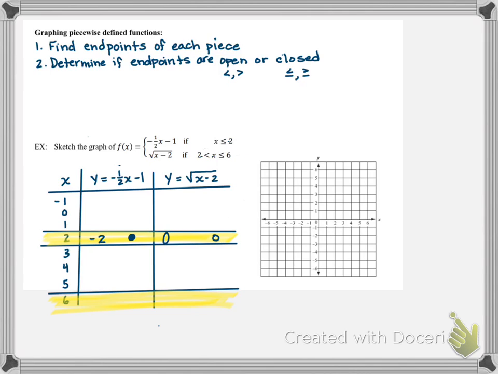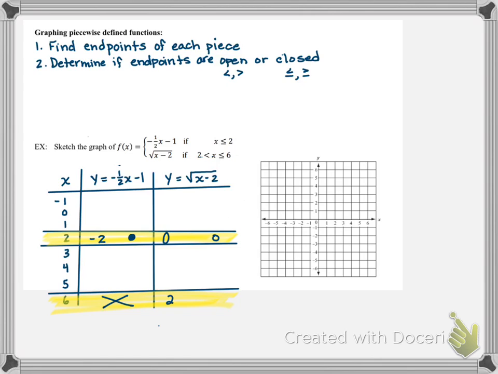So now for my second endpoint at 6, where do you see the 6? Yeah, just on that second line, right? Which means we're not plugging it in for the first one. So we saw 2. 2 was in both of those inequalities, and so that's why we plugged it in both lines. 6 is only in one of them. So 6 minus 2 is 4. The square root of 4 is 2.